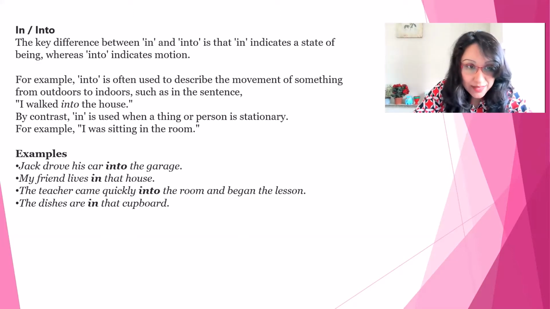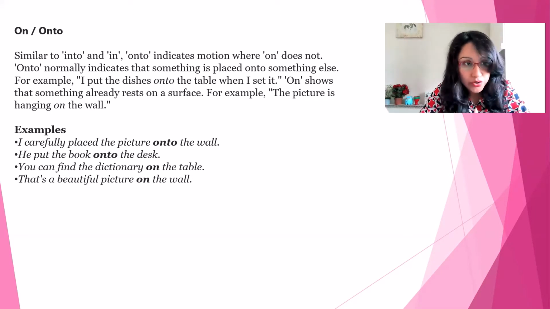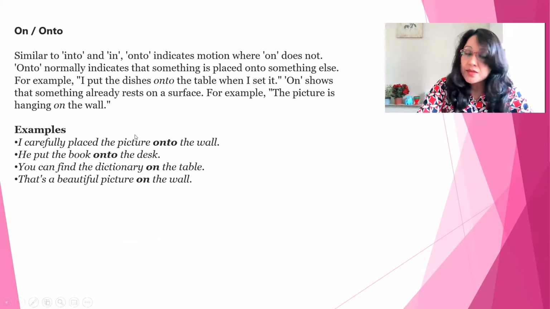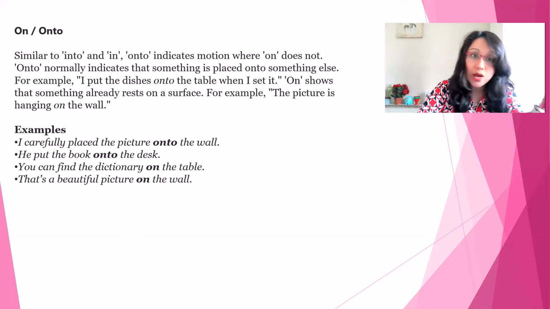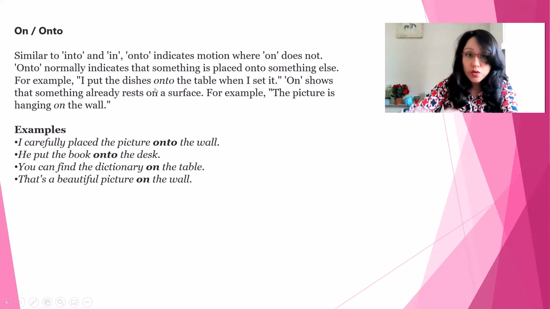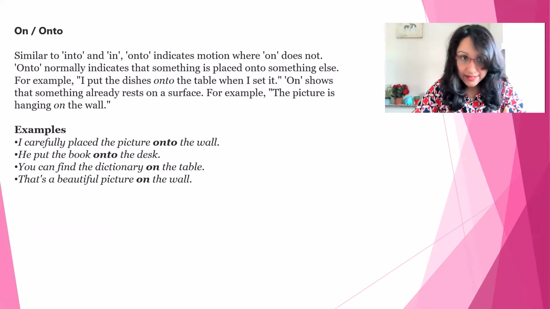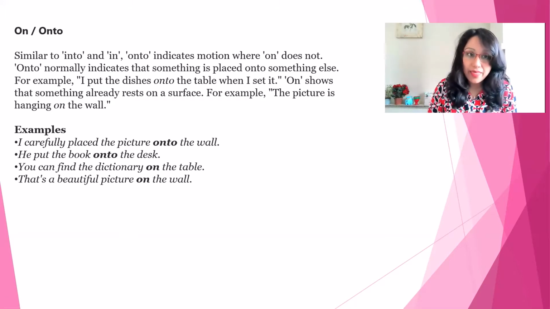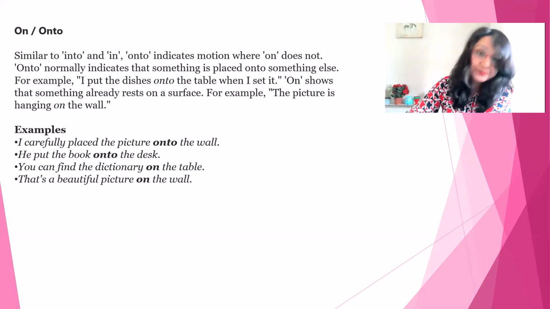Okay, moving on to the next one. We have on and onto, very similar to into and in. Similar to into and in, onto indicates motion where on does not. Onto normally indicates that something is placed onto something. For example, I put the dishes onto the table when I set it. I was setting my table and then I put the dishes onto the table.